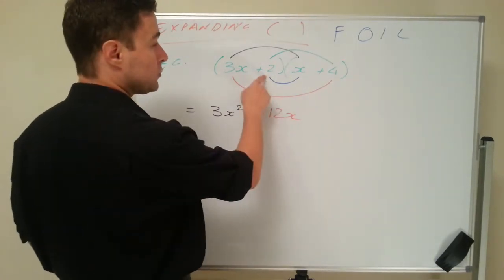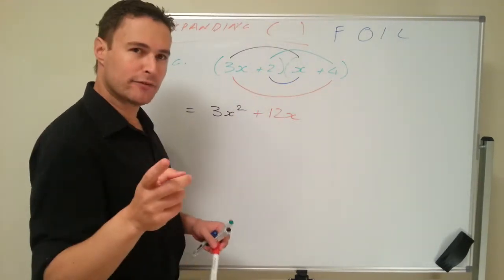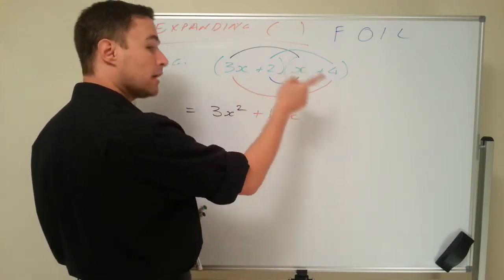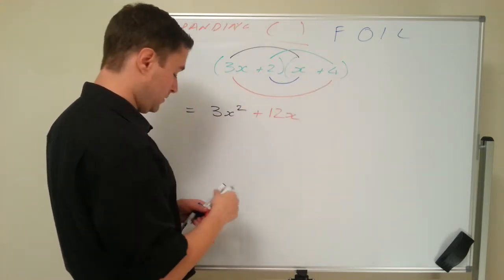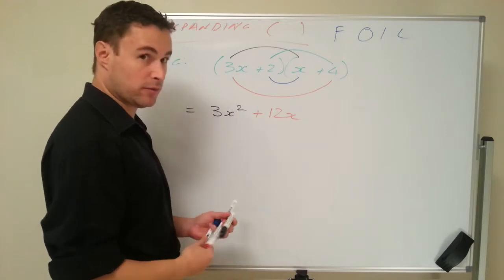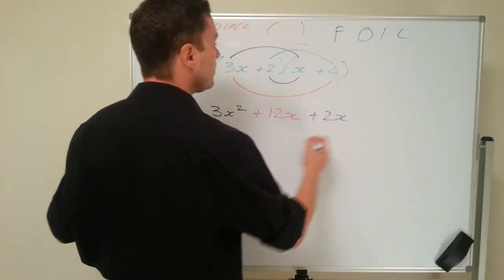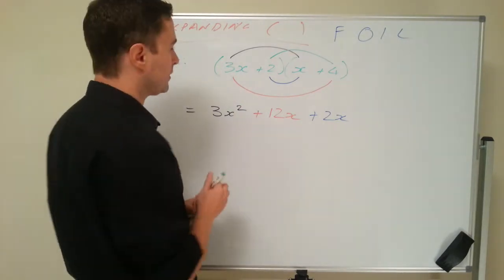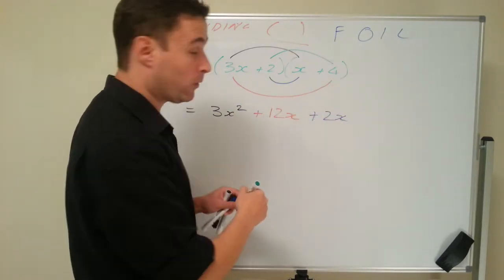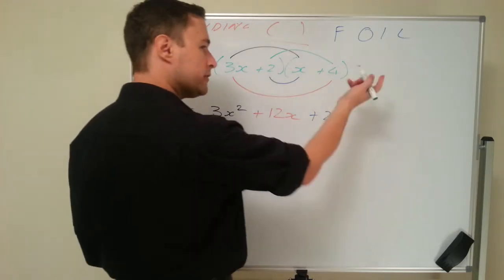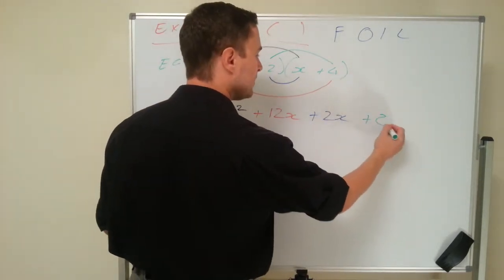Inner times inner. 2 times x. Let me say it slightly differently. Let me say positive 2 times positive x. Okay? When we start to get a little bit more advanced, you'll see why I'm doing that. So positive 2 times x is positive 2x. And then finally, last times last, positive 2 times positive 4. Listen to the words I'm using. Positive 2 times positive 4 is positive 8.